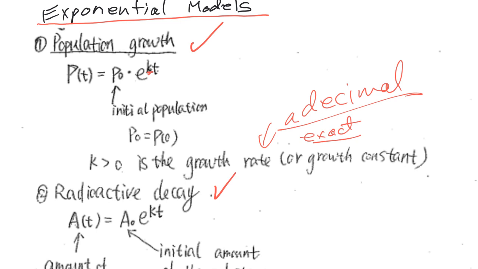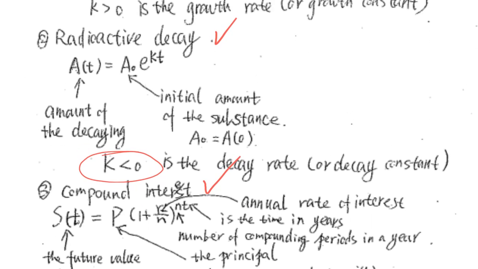Now, for radioactive decay, we have this basic equation. Same equation, but the k value is less than 0. Okay, and we call that the decay rate or decay constant. Just like we said, we had a k rate for our increase in money, also known as its growth rate, right?